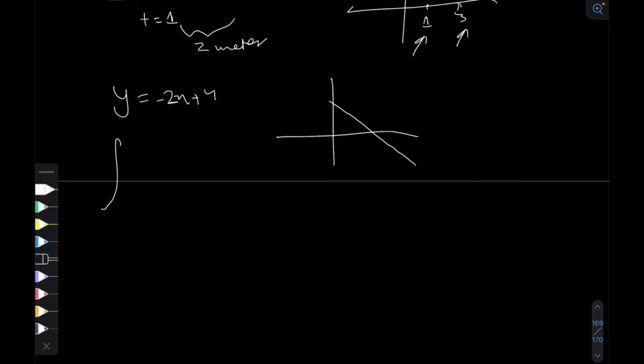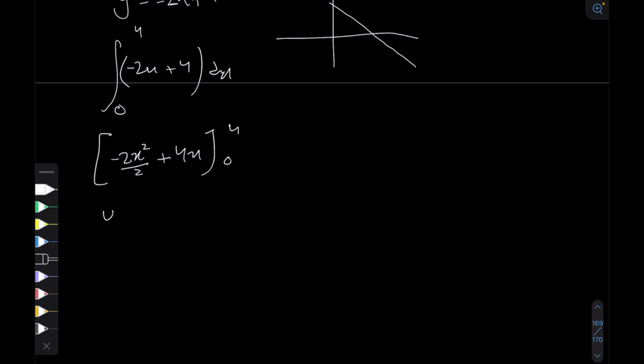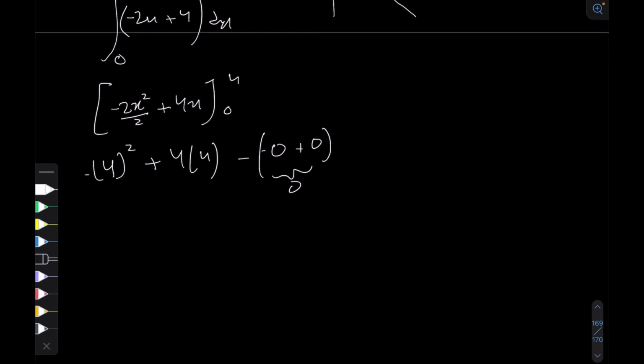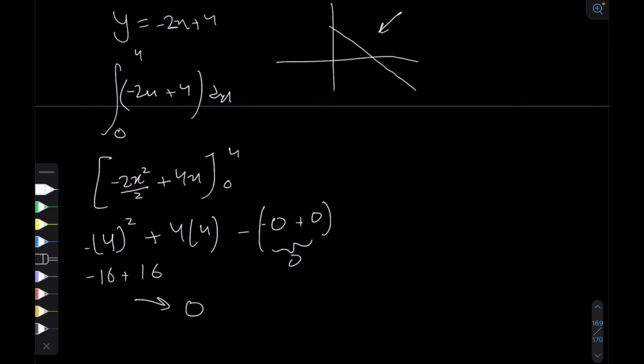So it looks something like this. And let's say we integrate this, minus 2x plus 4, from, let's say, 0 to 4. So minus 2x squared divided by 2 plus 4x from 0 to 4. This would turn out to be minus 4 squared plus 4 times 4 minus 0 plus 0, which is minus 16 plus 16, and this turns out to be 0.